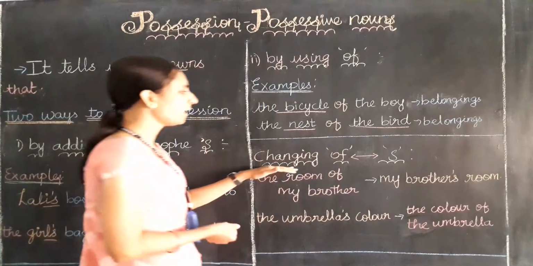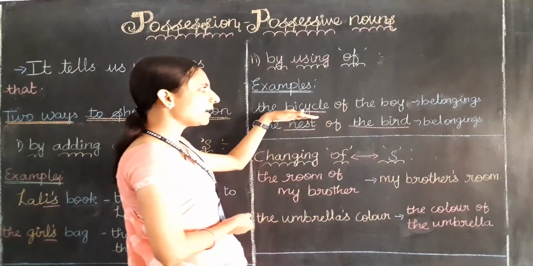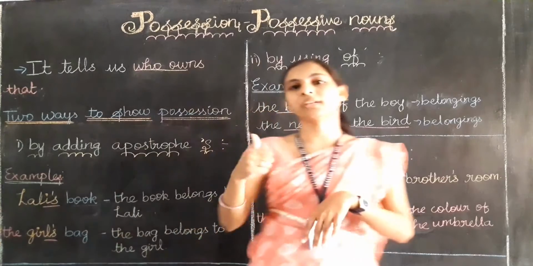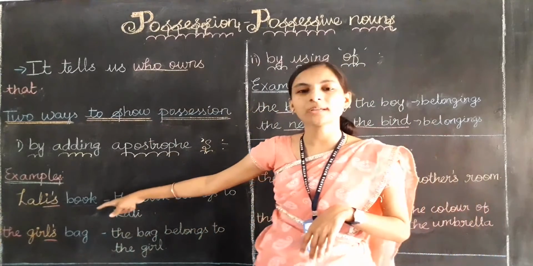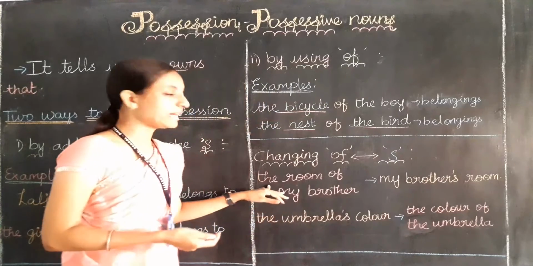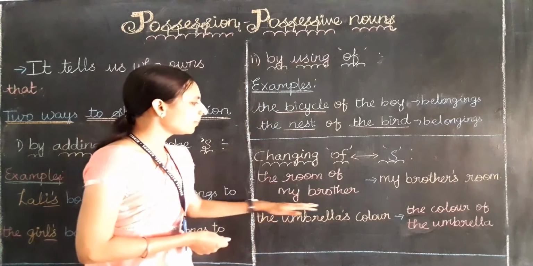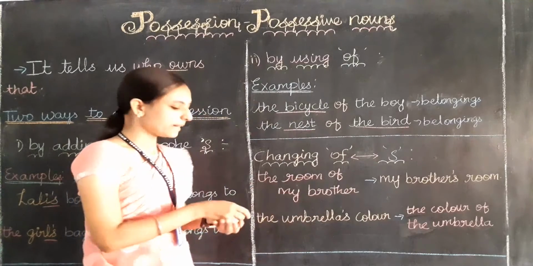So now we are going to learn how to change "of" to apostrophe s. If the word is given like this, how can we change the possession to be shown by an apostrophe? Yes, that is what we are going to learn. Here I have written two examples. Let's learn one by one. The room of my brother.